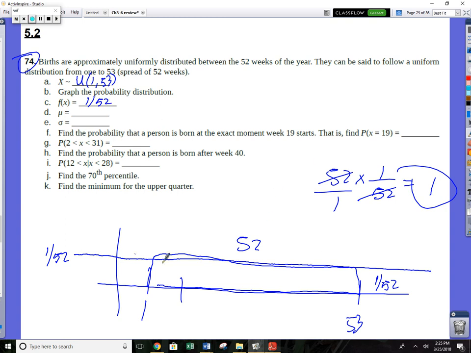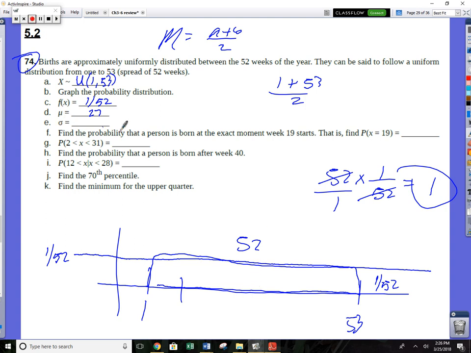Okay, the mean is halfway, so you're going to add them up. The mean, mu, you do A plus B divided by 2, so 1 plus 53 divided by 2, and that is going to give me 27. So that means just right in the middle, so that one's pretty straightforward.